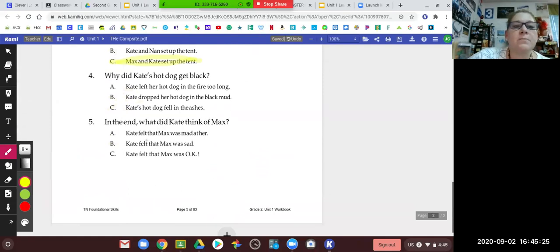Okay. Number 4, why did Kate's hot dog get black? A, Kate left her hot dog in the fire too long. B, Kate dropped her hot dog in the black mud. Or C, Kate's hot dog fell in the ashes.